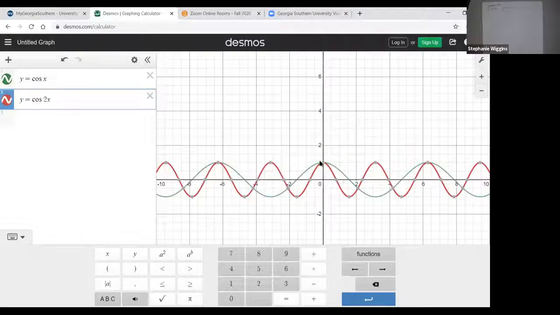So instead of going through a full cycle over 2 pi, now I'm going to go through a full cycle at pi, and then I go through another. So I go through 2 cycles over the course of one normal period. For cosine, the period is 2 pi, but if I have cosine of 2x, the period is pi. All right? Well, let me go back to the notes for a second now.